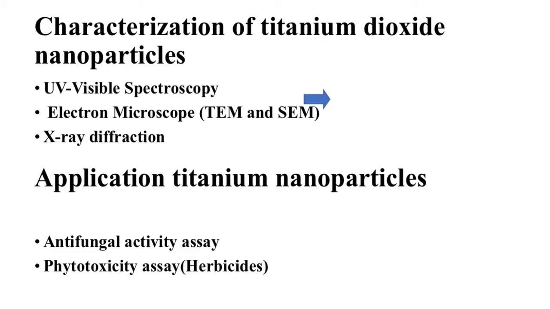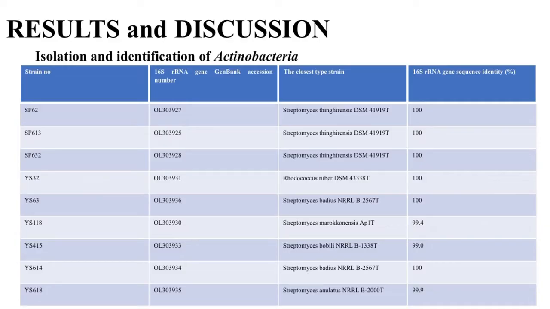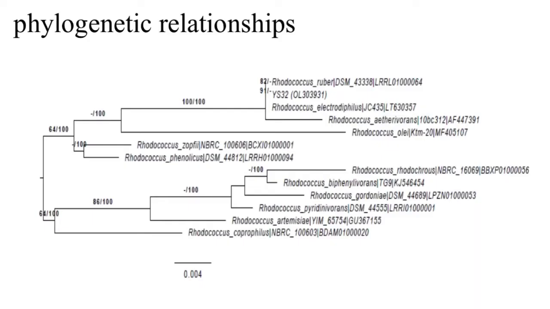Results and discussion. Isolation and identification of actinobacteria. Out of 130 isolates, 10 isolates were found to synthesize titanium dioxide nanoparticles. These isolates were identified by molecular methods based on pairwise comparison of 16S rRNA gene sequences, and 9 isolates were determined as members of the genus Streptomyces, while one strain was found to belong to the genus Rhodococcus.